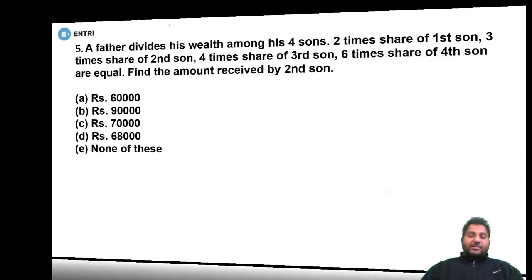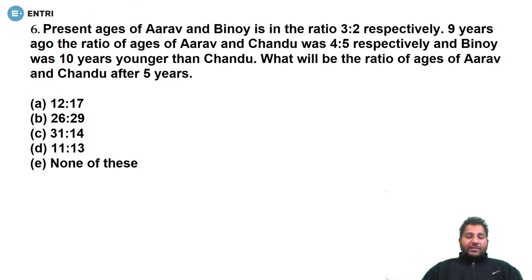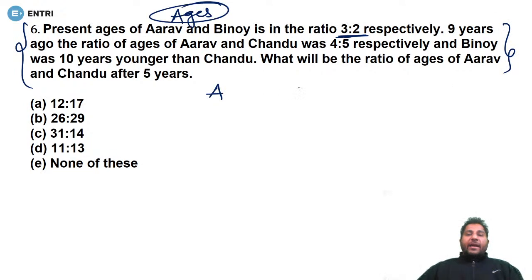Okay, so let's move on and let's solve the next question. Very good. The next question says that the present ages of Arav and Binoy are in the ratio 3:2. So this question belongs to the age concept. Arav and Binoy's age has been given as 3:2. Alright, it is a present age ratio.